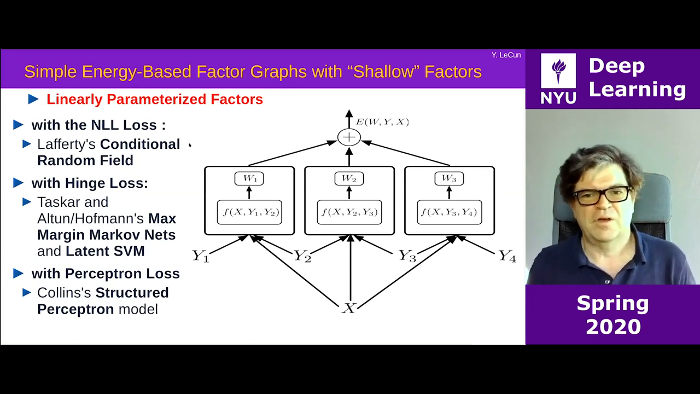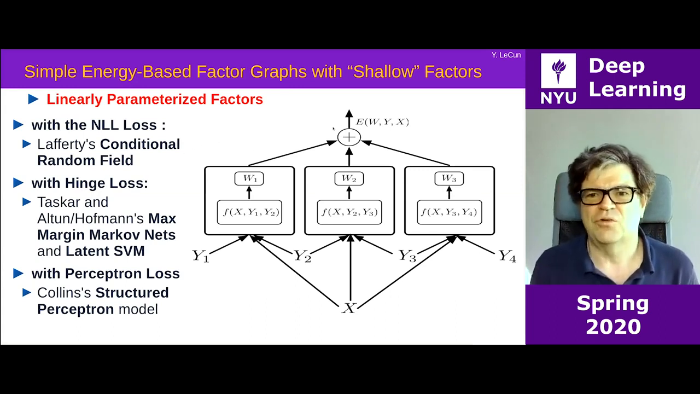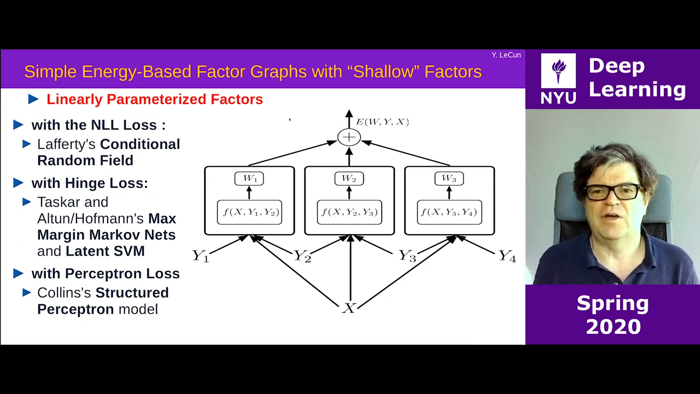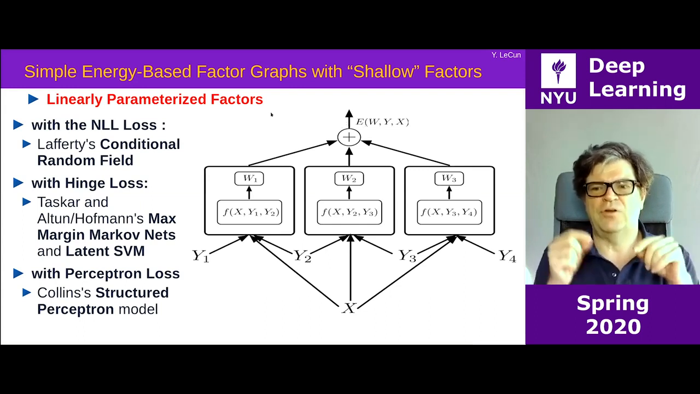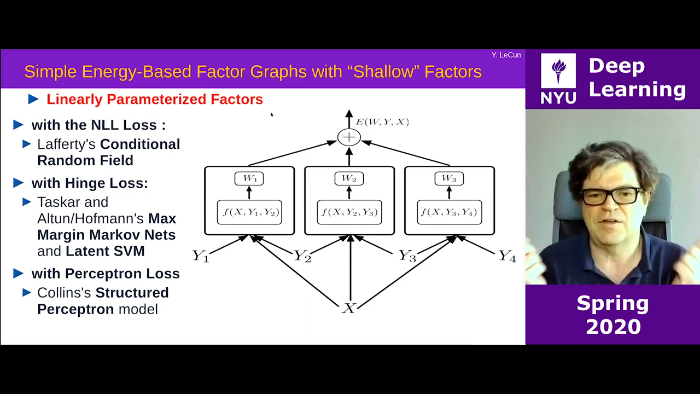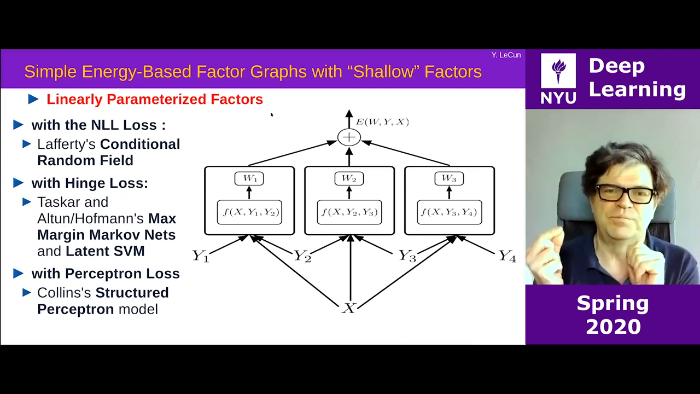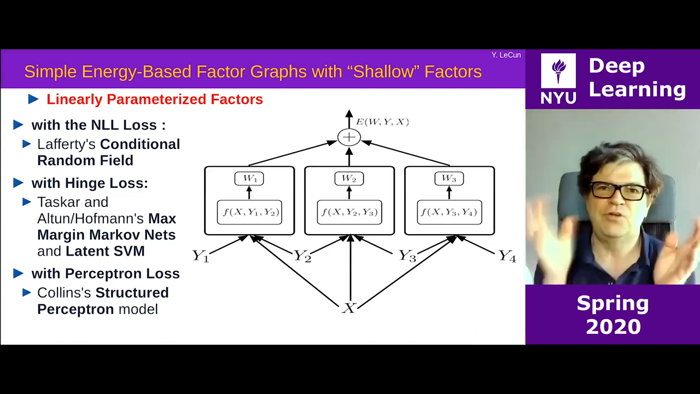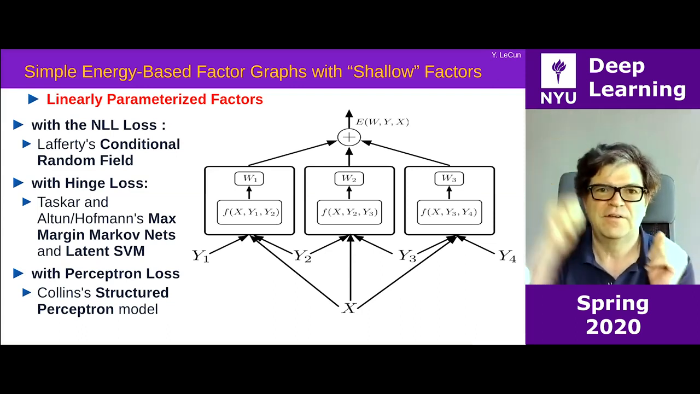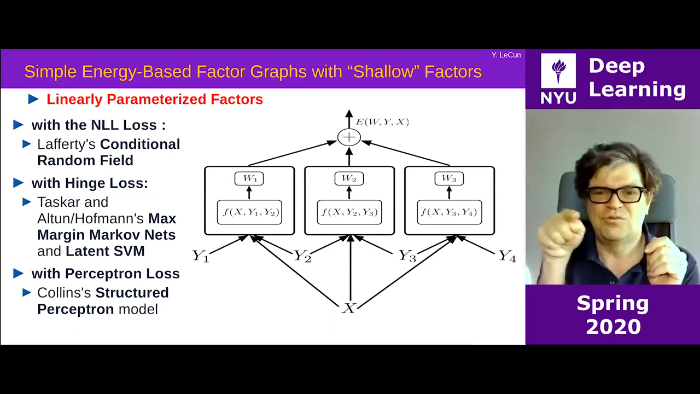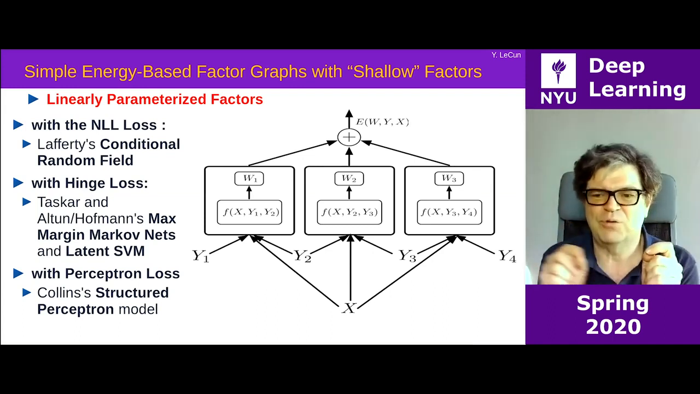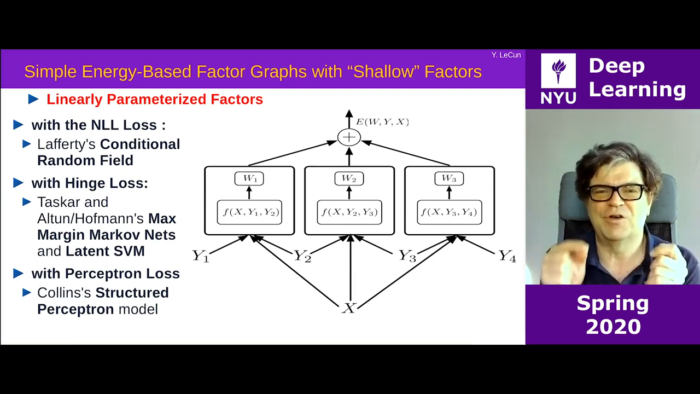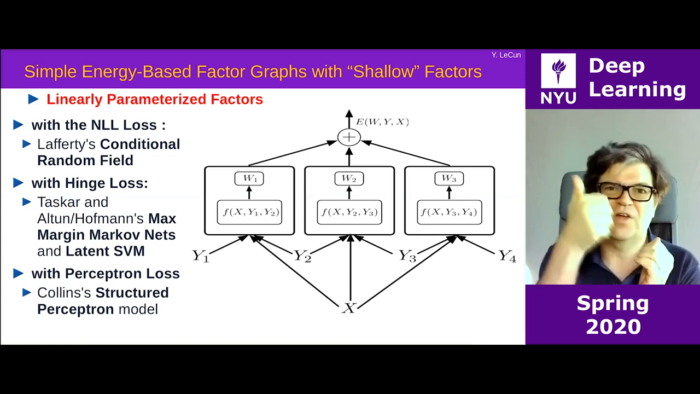Here's another idea. You can use a hinge loss. The hinge loss says, I want the energy of the correct answer to be low. Then among all possible incorrect configurations of y's, I'm going to look for the one that has the lowest energy among all the bad ones. And that one I'm going to push up. I don't need to push the other ones because they are larger anyway. So I'm going to figure out which configuration of y1, y2, y3, y4 is incorrect but among all incorrect configurations has the lowest energy. I'm going to push that up.